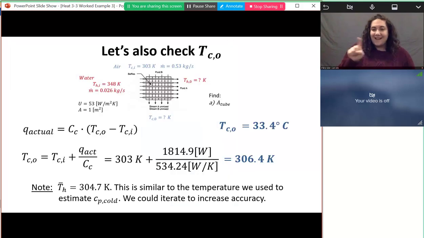So that's our last example for heat exchangers, and really our last formal example in the course. So does anyone have any questions about how we did this problem or how we do any problems for heat exchangers?